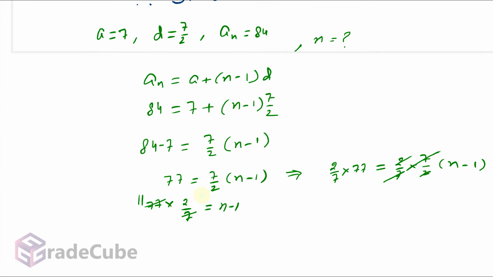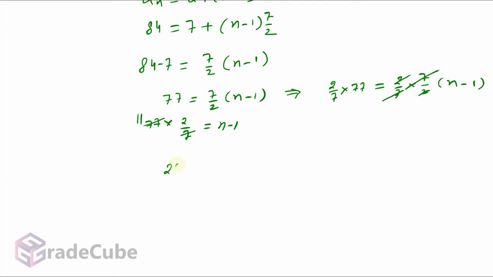Let me roll the board. This is 22 equal to n minus 1. If we add 1 on both sides, it will cancel out and we will get plus 1 on this side. I can also say that this minus 1 moves to the left hand side by changing the sign. This becomes 23 equal to n, or n equal to 23. Now we have to calculate the sum.